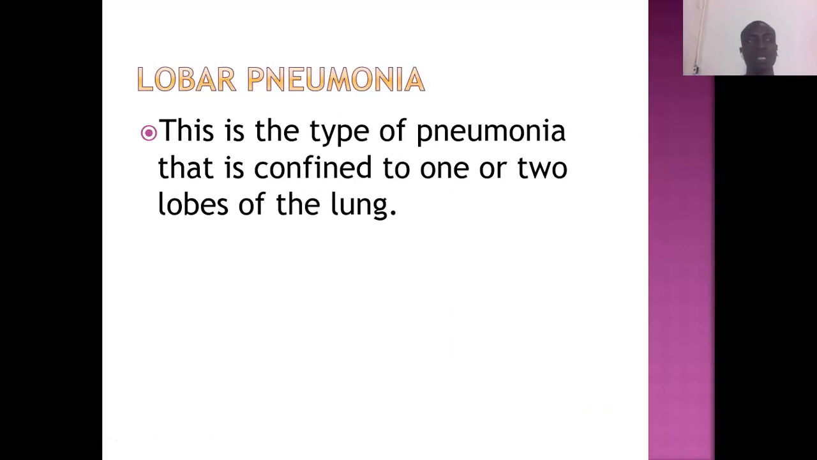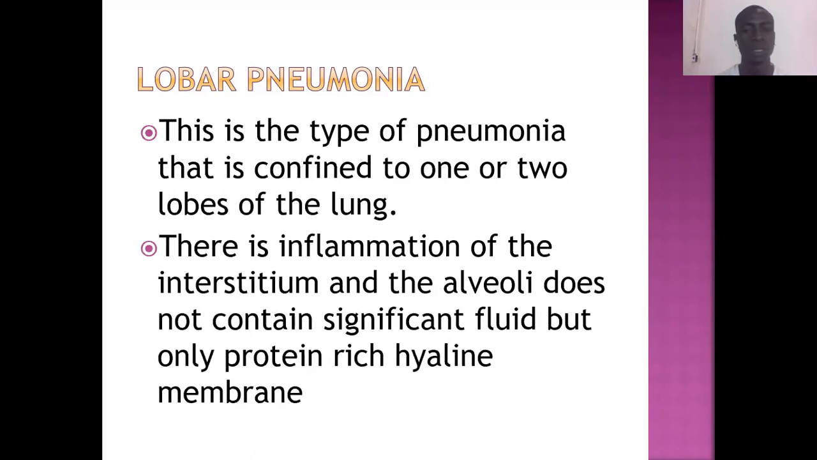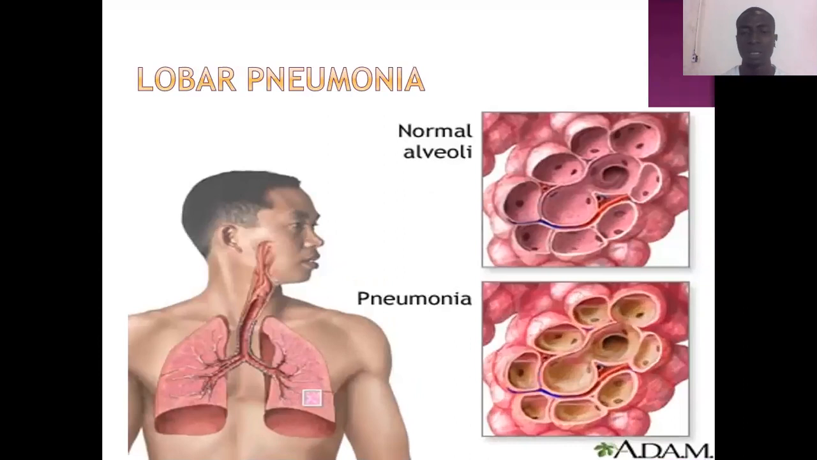So let's look at lobar pneumonia. This type of pneumonia is confined to one or two lobes of the lung. That's why the word lobar comes, confined to one or two lobes of the lung. There's inflammation of the interstitium, and the alveoli do not contain stagnant fluid, but only protein-rich inflammatory exudate. So this is lobar pneumonia. It's the normal lobe. This is the one which has pneumonia.